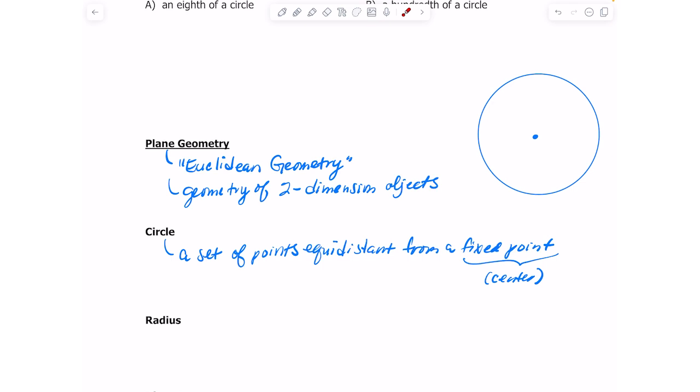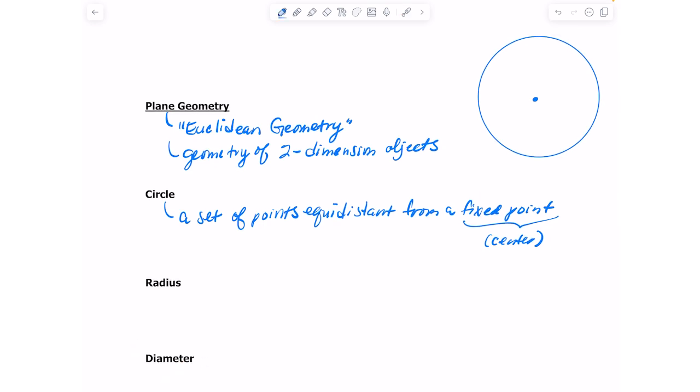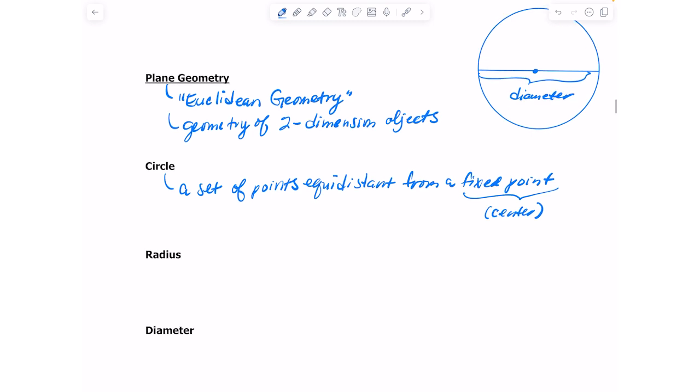Two other words that are going to be important for the lesson are the radius and the diameter. Those are both parts of the circle. How are they related? If I take a line segment and draw it from one side of the circle to the other and it passes through the center, what you have here is called the diameter. So a diameter is just a segment that passes through both sides of the circle, from one side to the other, through the center. It's the entire distance from one side of the circle to the other.